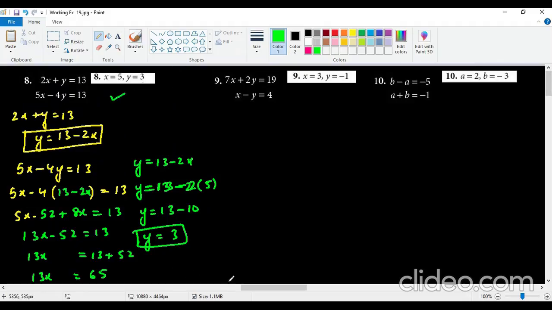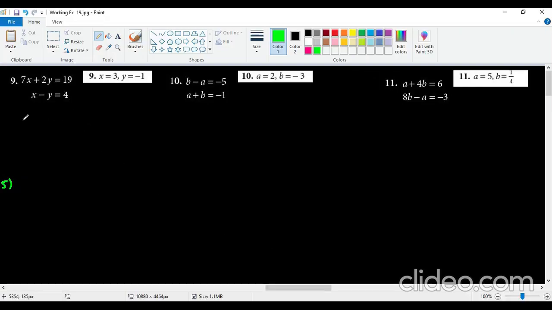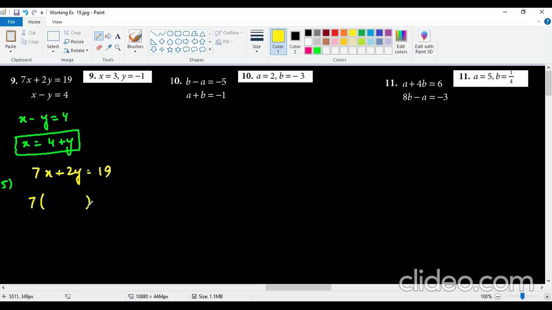Now comes the next question, which is question number 9. I can see that x minus y equals 4. That means x will be equal to 4 plus y. Now writing equation number 1. Equation number 1 is 7x plus 2y equals 19. And in here, in place of x, I will write the value of x. The rest of the equation is going to be the same. I'm substituting the value of x in here and making it 4 plus y. So I will write 4 plus y here.